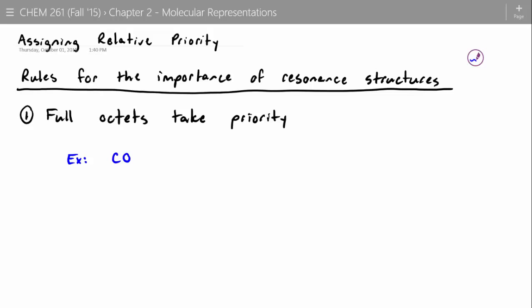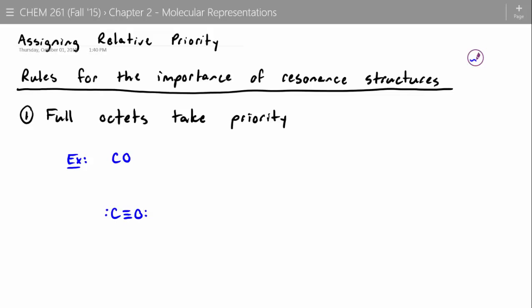Raise your hand if you think you got the Lewis dot structure already. All right, I'll give you guys a minute more. All right, let's take a look at the Lewis dot structure here. We should have 10 total electrons. So a valid Lewis dot structure could look like this with a triple bond between our carbon and oxygen.